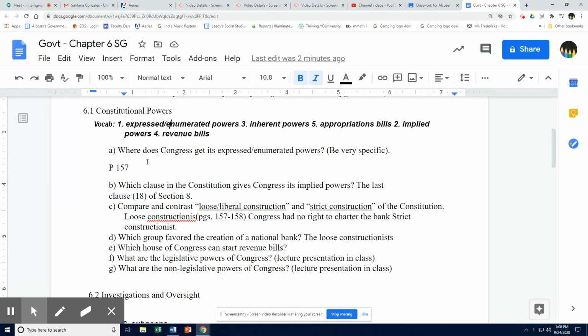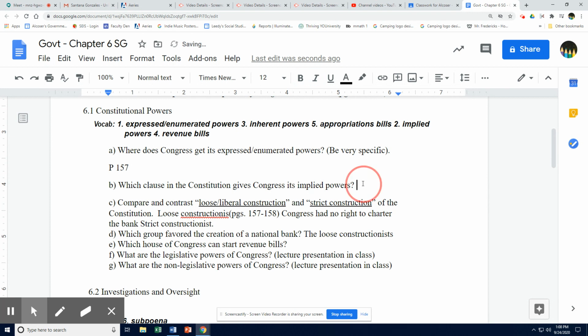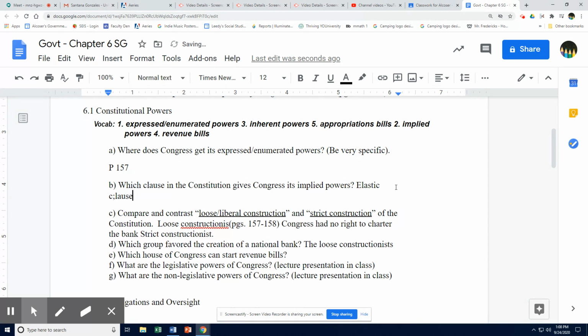And then it says, which clause of the Constitution gives Congress its implied powers? I believe, because this is kind of a confusing section, it's the elastic clause, which you can read about in the next column. It says implied powers have allowed Congress to expand its role to meet the nation's needs. The necessary and proper clause has often been called the elastic clause.